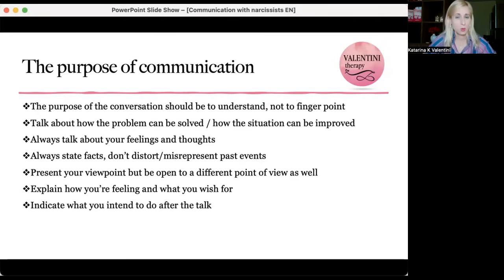And in expressing your wishes, be clear and concise and concrete. And also indicate what you intend to do after the talk. If you're just talking and setting some kind of ultimatums during the conversation and then nothing happens, then your narcissist will not be taking you seriously. If after the talk you wish something changes, and if things don't change, then indicate what you are going to do to change the situation.